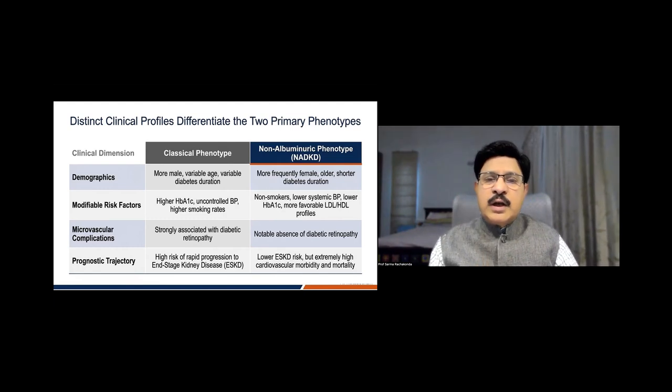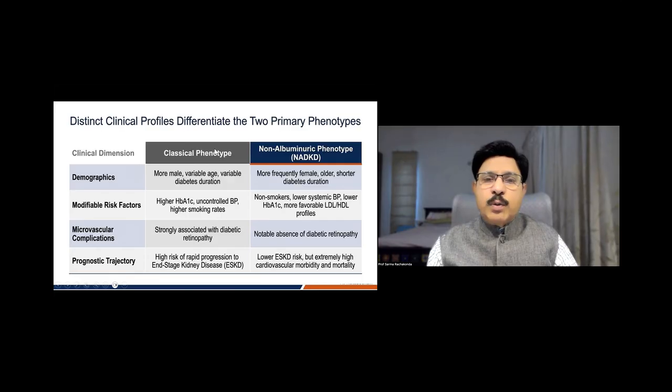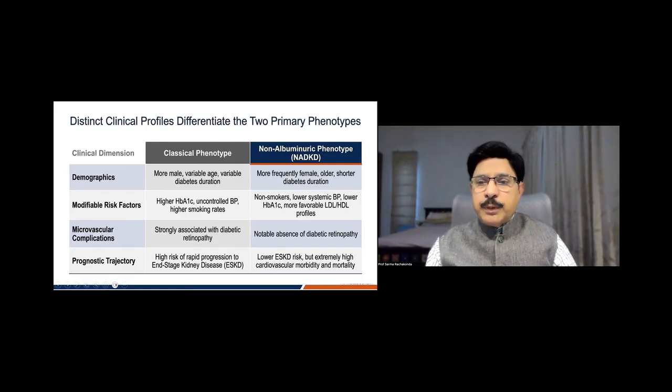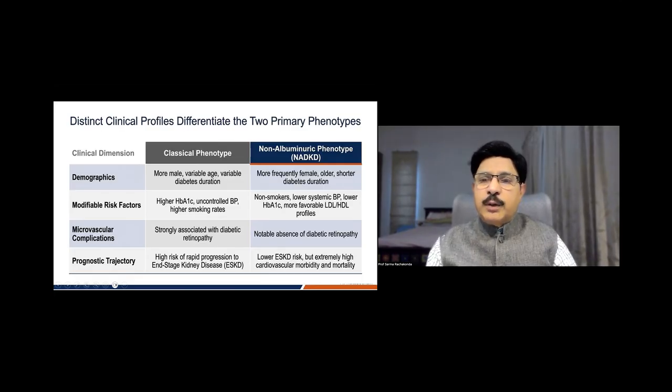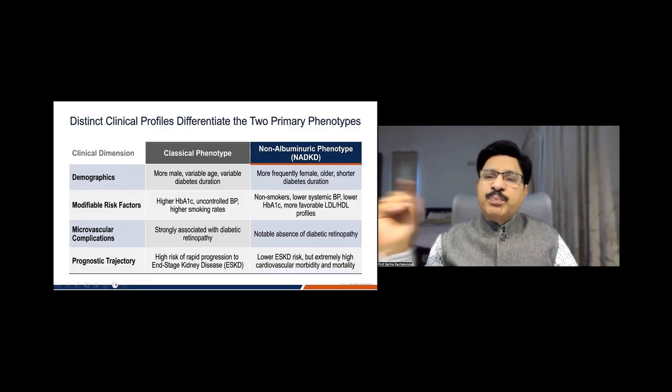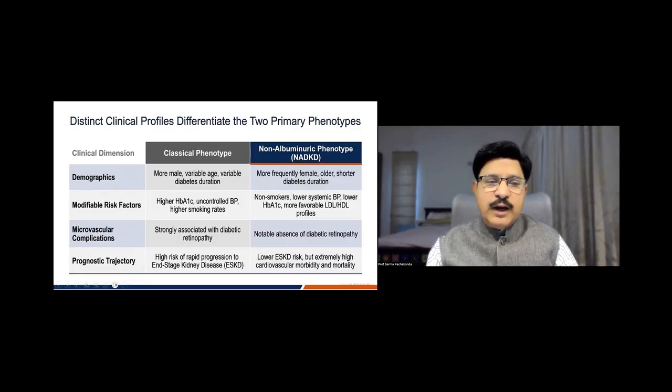Modifiable risk factors: higher HbA1c, blood pressure needing control, higher smoking rates in the classical type. Here, these are non-smokers, blood pressure is normal, HbA1c is controlled, favorable LDL and HDL profiles, but still they go in for nephropathy. And then at the microvascular level, the classical type is strongly associated with diabetic retinopathy. There is a notable absence of diabetic retinopathy in these cases.